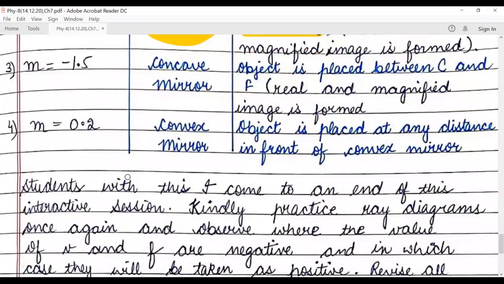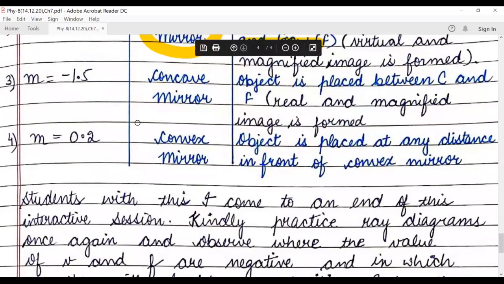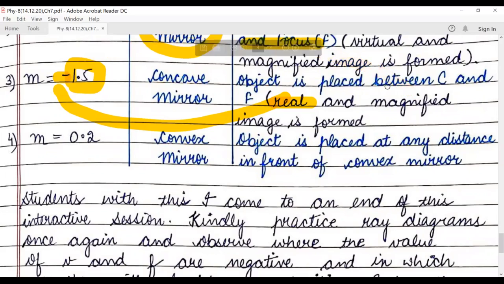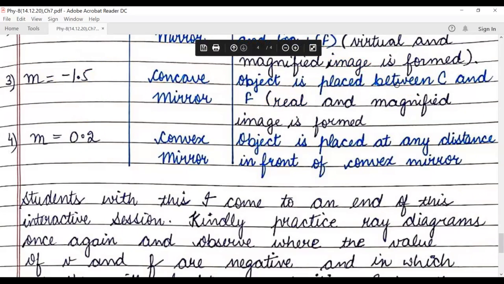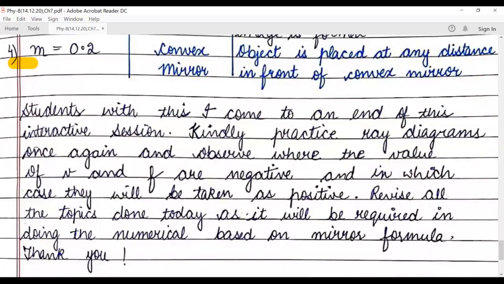In case 3, magnification is minus 1.5. Minus means real and inverted image is formed, and 1.5 is a number greater than 1. So students, according to sign, it is a real image, and according to number, it is a magnified image. So a real and magnified image is formed when the object is placed between center of curvature and focus of the concave mirror. Part 4 we have already discussed earlier today only.